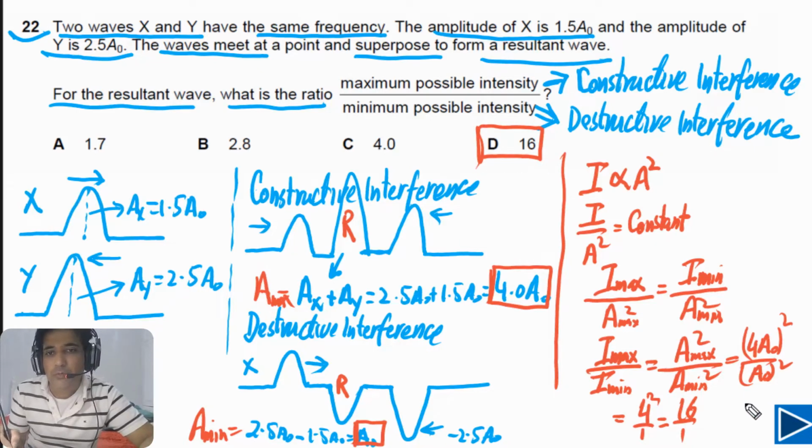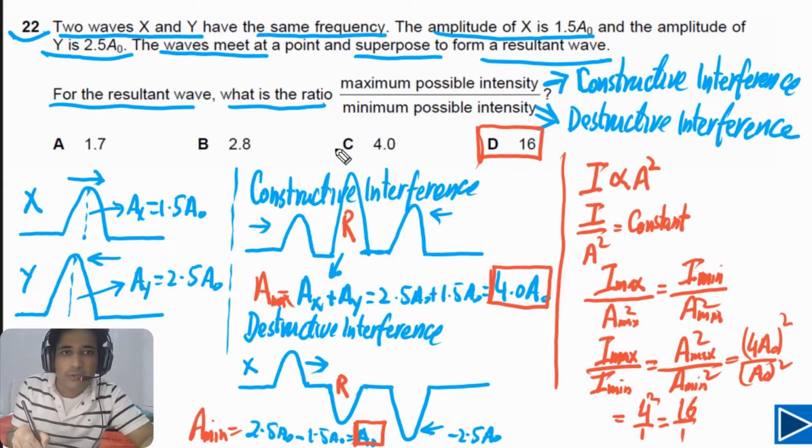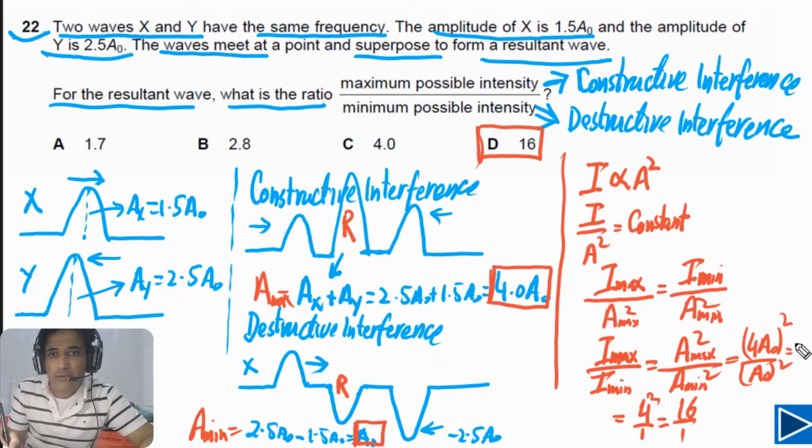So this square is very important. If you miss this one, maybe you will tick on C. So square is very important. We can also write down here this is 16 A naught square, and this one is A naught square. So the A naught is cancelled with A naught. So the answer is D for this question.